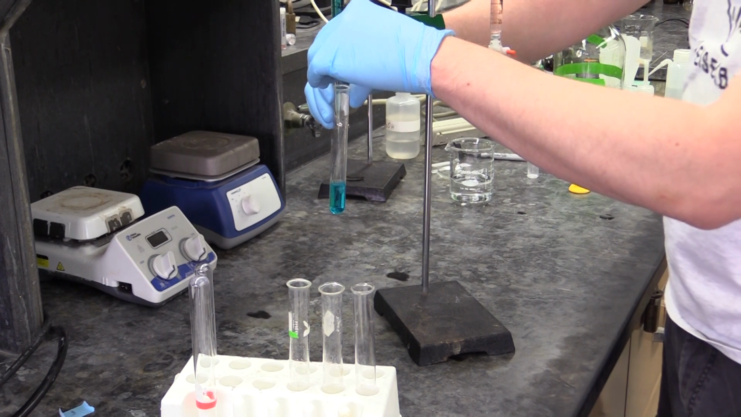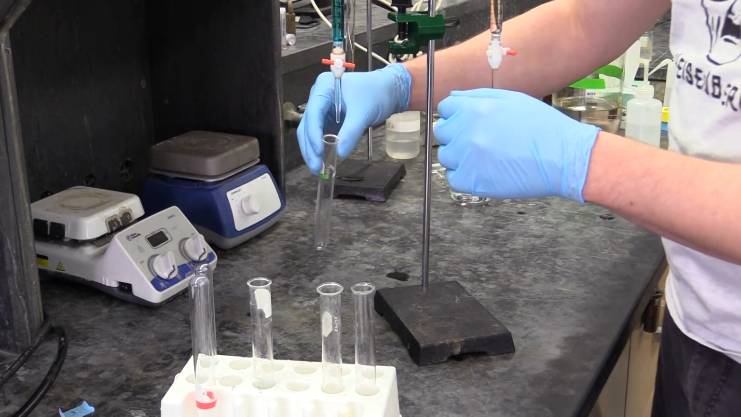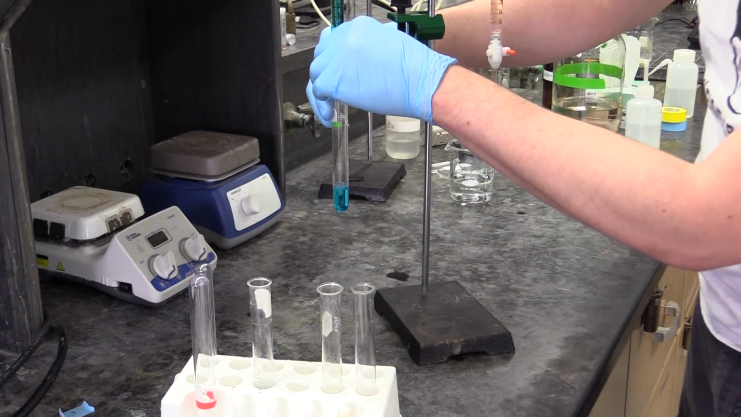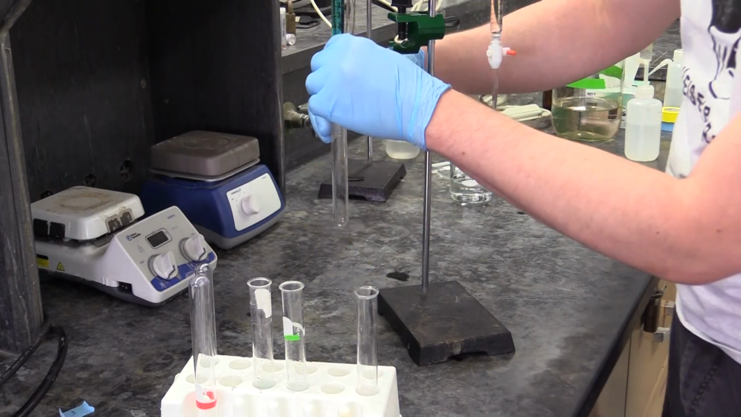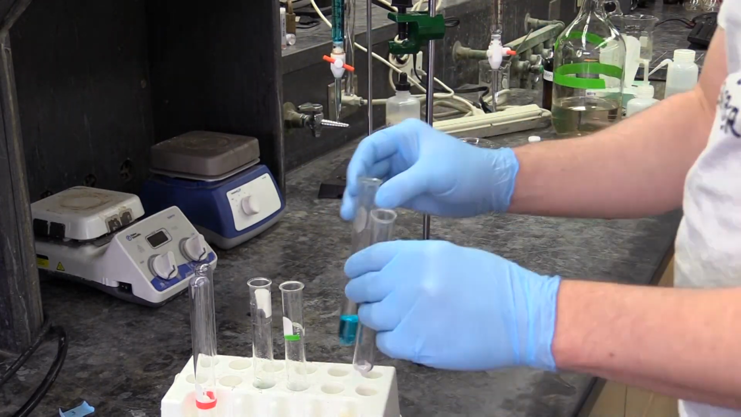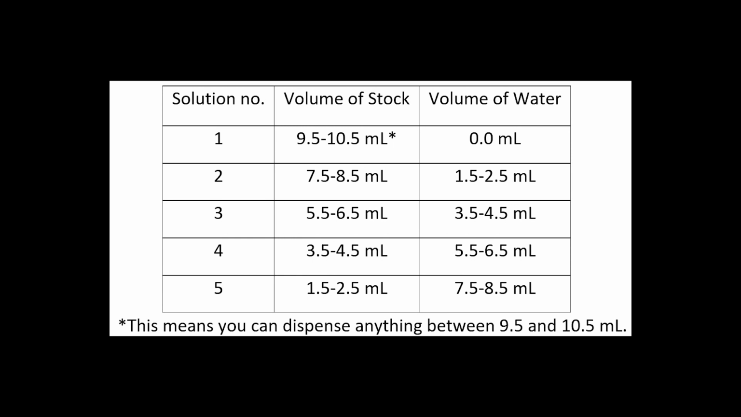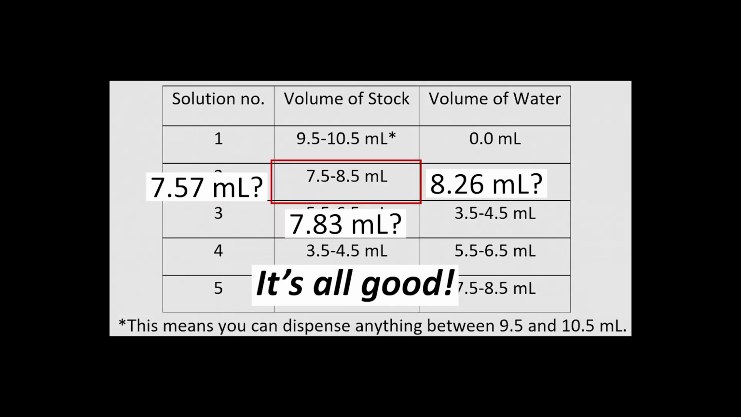Taking the data you'll need to make this graph with is one of the first things you'll do in lab. To do this, you'll need 5 solutions of known concentration that you'll make by mixing some stock solution together with some water. The amounts of these that each solution will need will be in a table in your procedure. As you can see, instead of specific exact quantities, this table gives you ranges instead. The second solution, for example, says to add 7.5 to 8.5 milliliters of stock and 1.5 to 2.5 milliliters of water. What this means is you can add anything in that range and your solution will still be good.